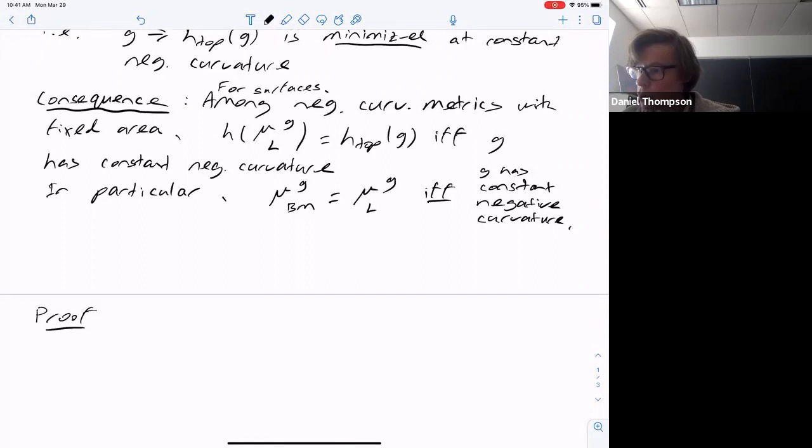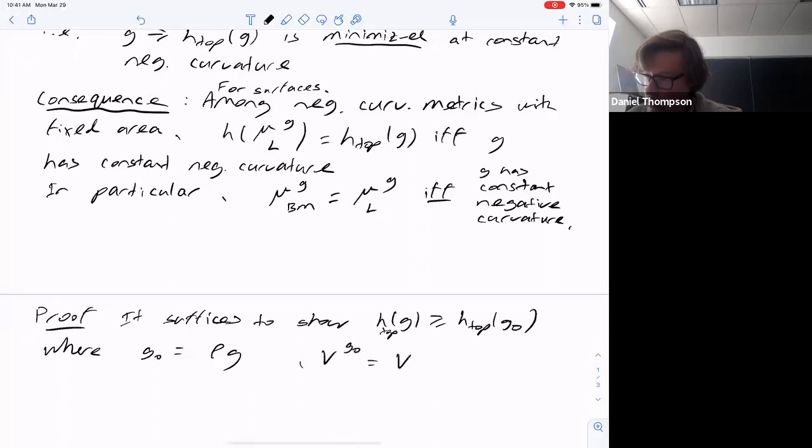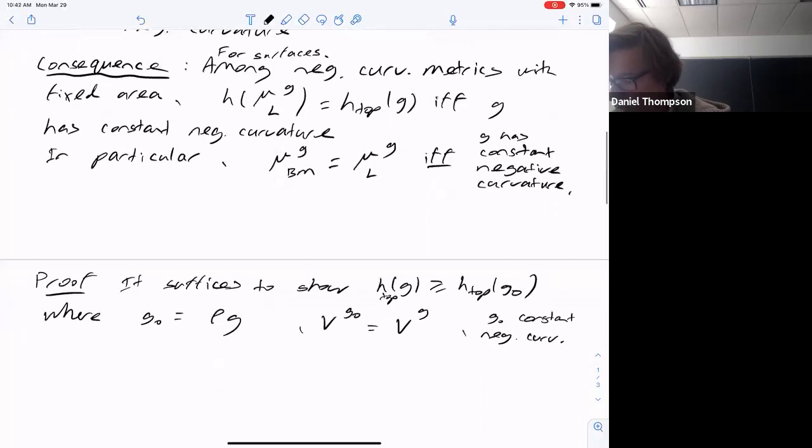Okay, so what's our setup? It suffices to show that the entropy of G is greater than or equal to the entropy of G0, where G0 is constant negative curvature with the same total area, that is, the same volume as G. I probably had all of this in the statement, but just for emphasis, let's write it out again. Okay, so this is what we're trying to show.